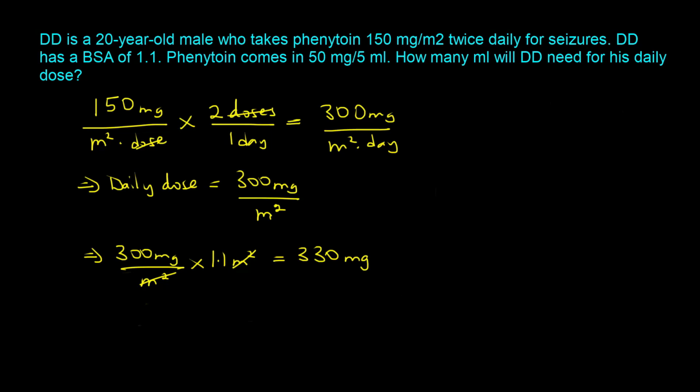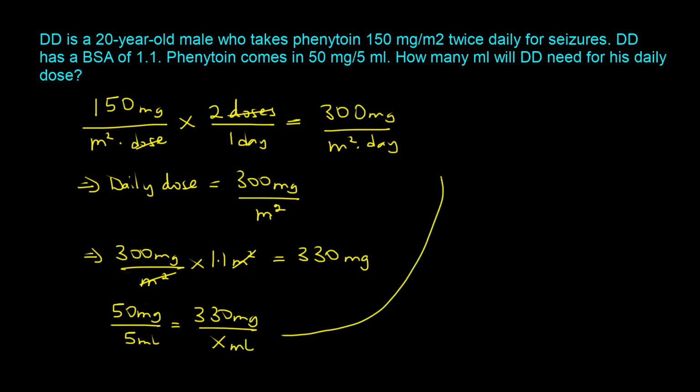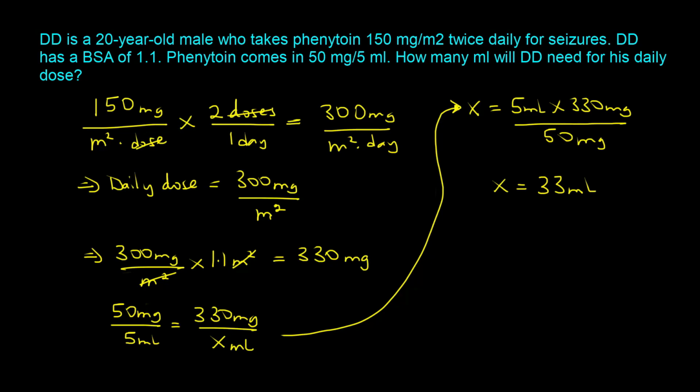But the question is asking for quantity in milliliters, and so we make use of the concentration, which would be 50 milligrams of phenytoin is present in 5 milliliters. That should be equal to 330 milligrams divided by some volume, which should be x ml. So we go ahead and solve for x, which is our unknown. X equals 5 milliliters times 330 milligrams divided by 50 milligrams. And so x equals 33 milliliters.